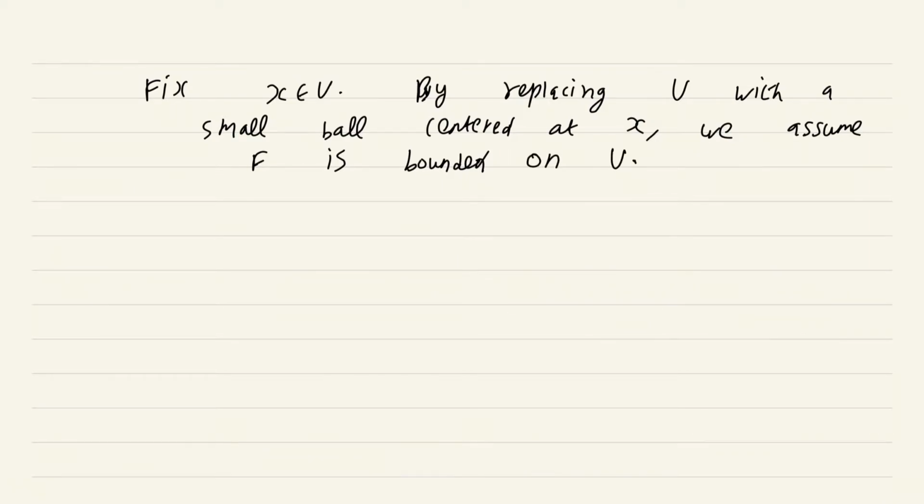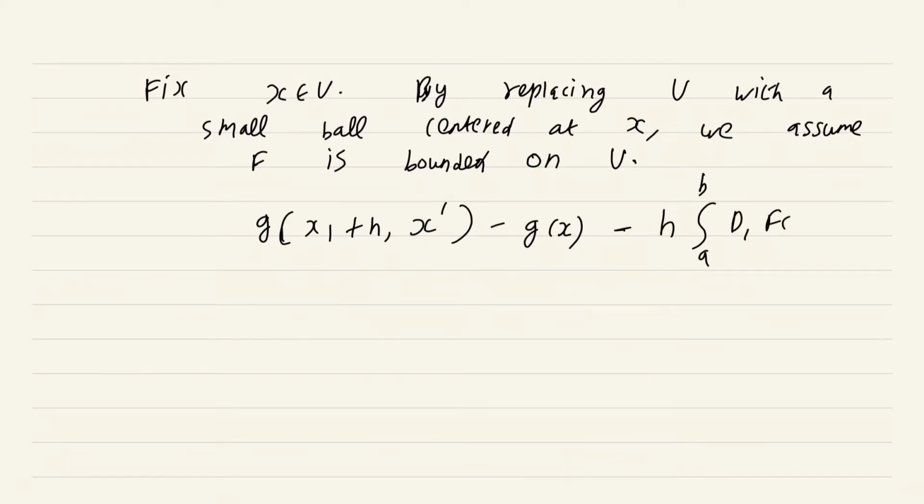Okay, now let's just compute and show this result for the first derivative. All the other derivatives follow in the exact same manner. What we are interested in is g(x_1 + h, x'), where the rest of the variables x_2 to x_n are denoted by x', minus g(x), minus h times the integral from a to b of D_1 f(x,t) dt.